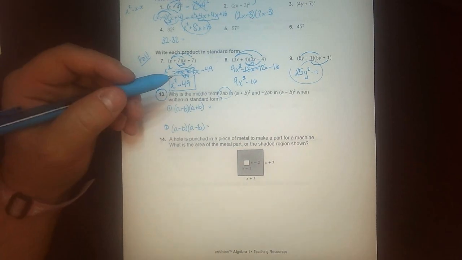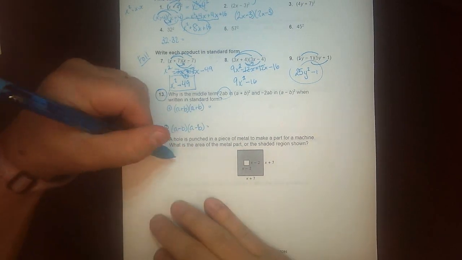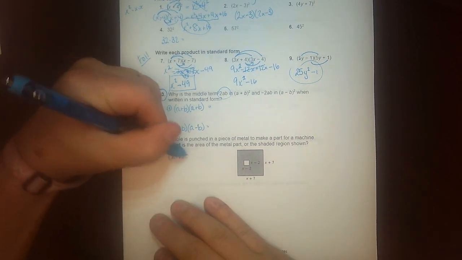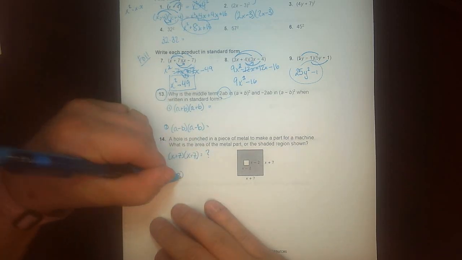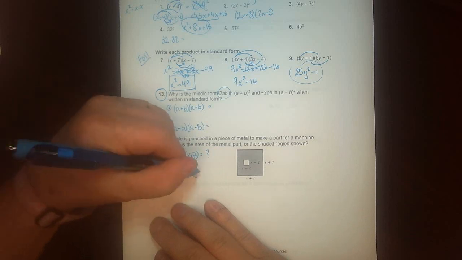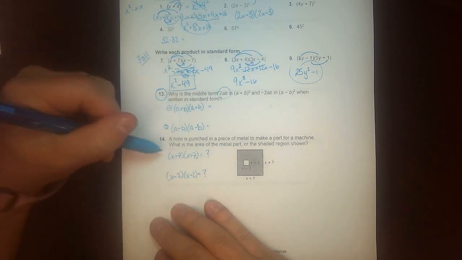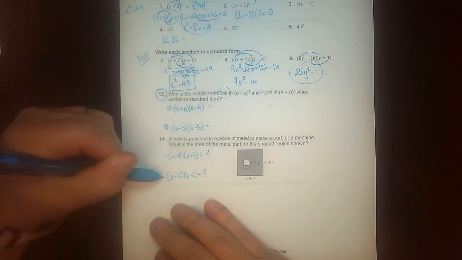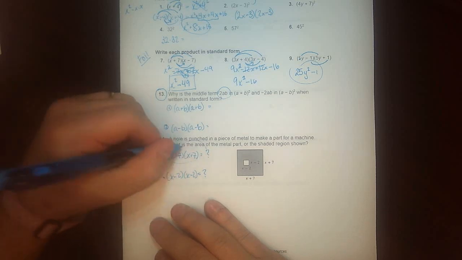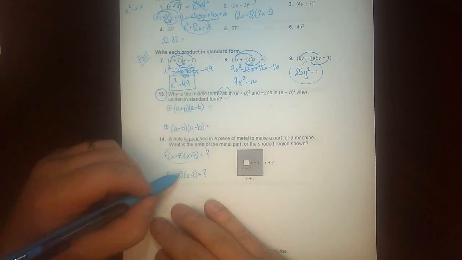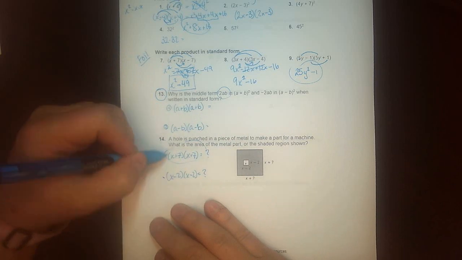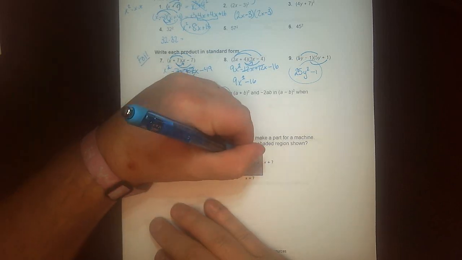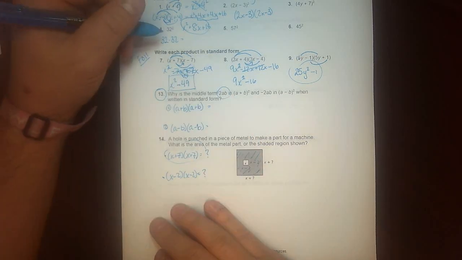I'll go ahead and tell you how to set it up. Pretty much you're going to take x plus 7 times x plus 7, and whatever that equals, then you have to find x minus 2 times x minus 2 and get what that equals. Whatever this equals, subtract this from that, because this is the area of the entire thing, and this is the area of this piece right here. So if you subtract this from the entire area, you would get the area of just the shaded part. Okay, so go ahead and do that.